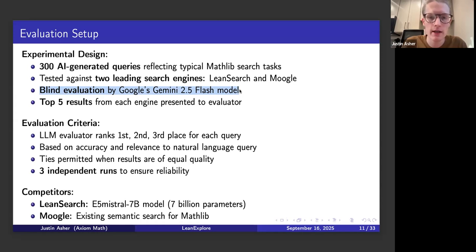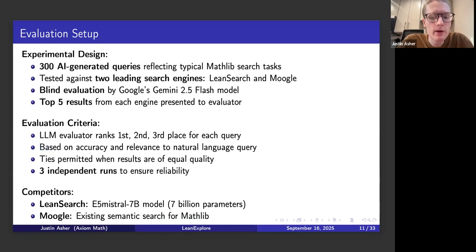That means I gave it the top five results from each engine, presented to the evaluator, and the model was then asked, out of these three search engines, how would you rank them? Which has the best search results, which is the second best, and which is the worst? I allowed for ties to take place, and we asked it to rank based on the accuracy and relevance to the natural language query.